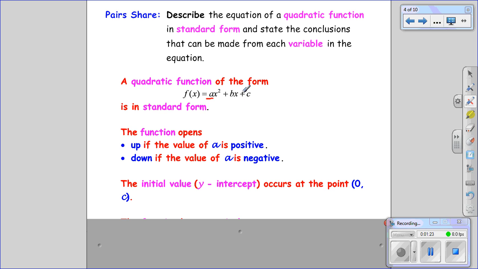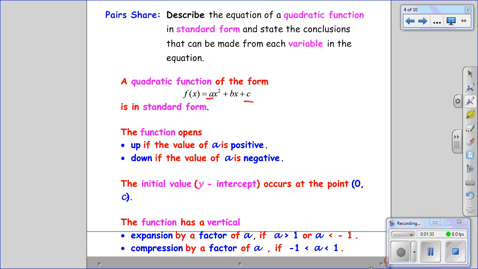It tells us also the initial value is c, or the y-intercept is at (0, c). And the last thing it tells us is about the vertical expansions. If there's an a value that's greater than 1 or less than -1, we have a vertical expansion by a factor of a. And if it's between -1 and 1, it's a vertical compression by a factor of a.